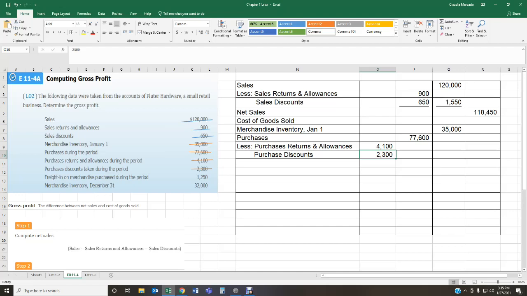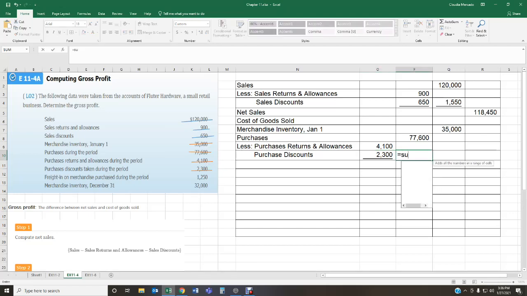So now I need to get a total of these two numbers. Okay. So I'm going to go ahead and I'm going to get a total of those two numbers. And let's see what that gives us. That gives me $6,400. Okay. Now I can calculate my net purchases. Okay. And your net purchases is going to be your beginning merchandise inventory. Okay. Plus your purchases minus your purchase, returns and allowances, and your purchase discounts.